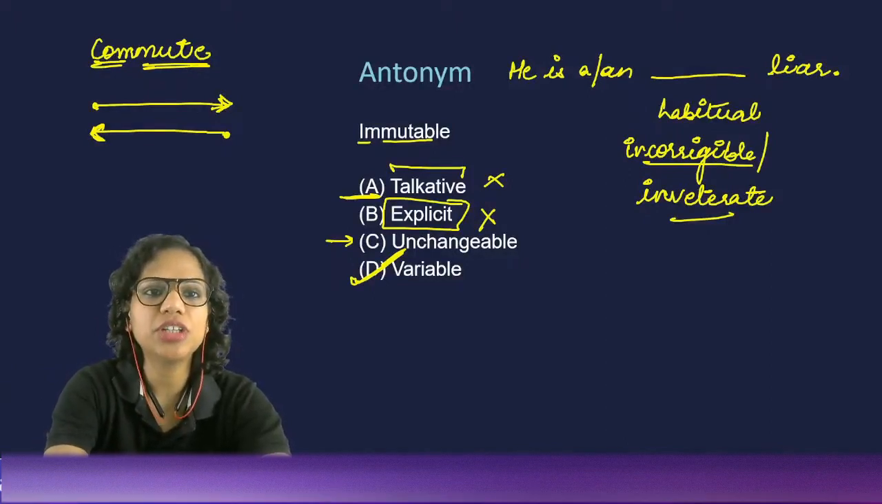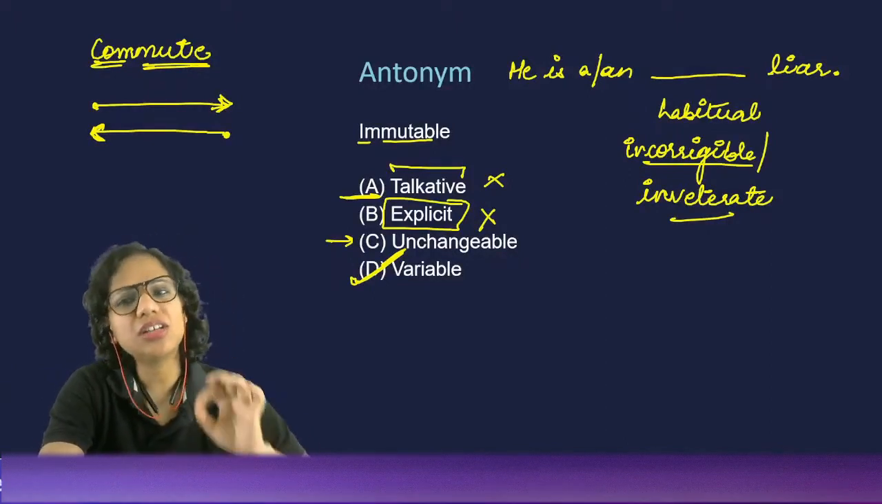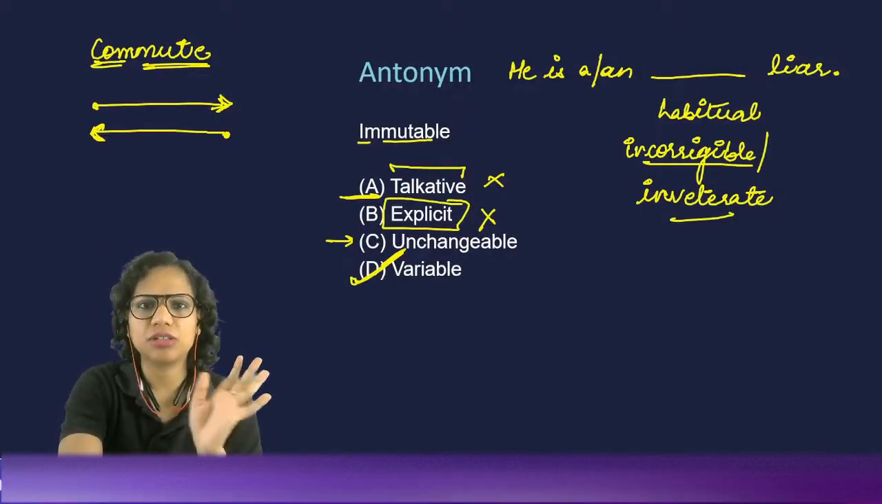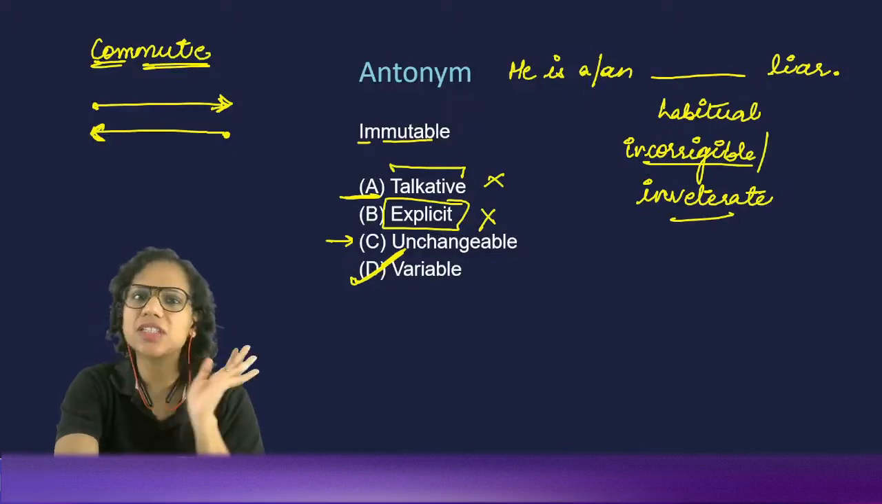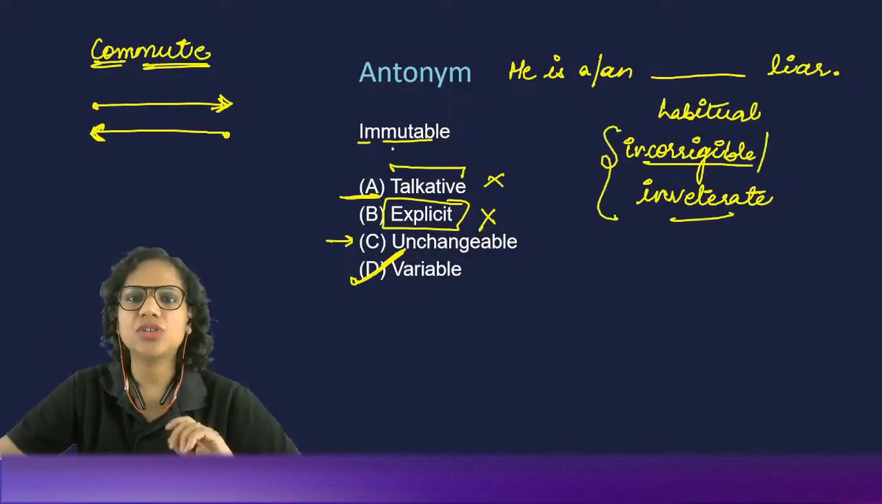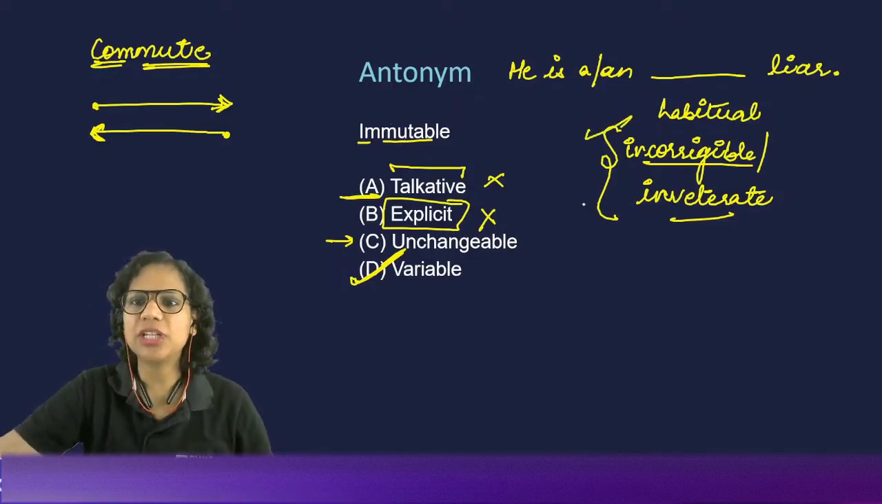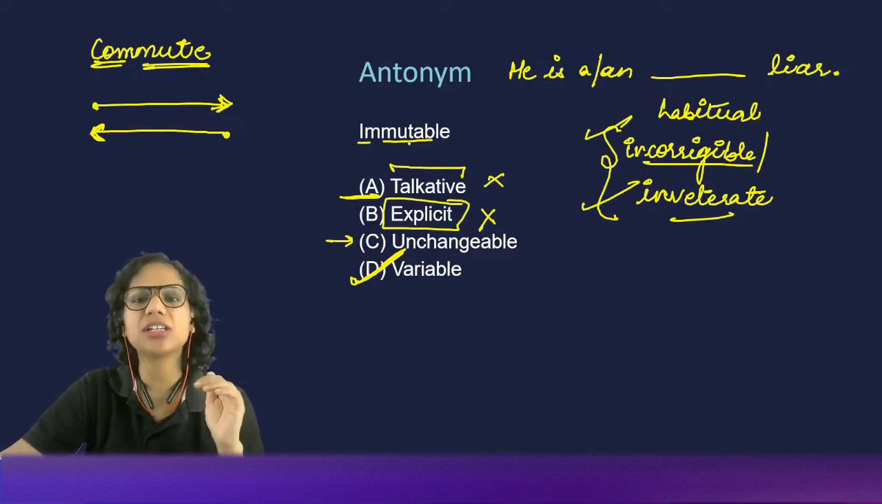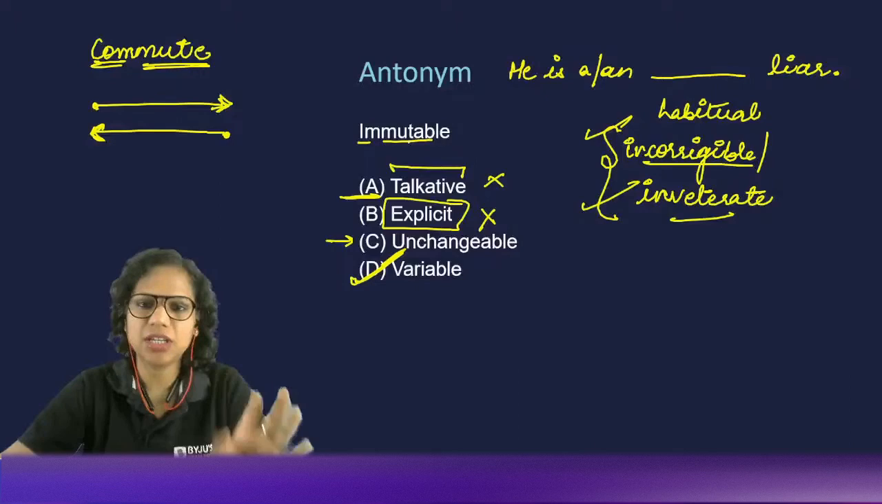So if I call someone an incorrigible liar, that means you know that this person is going to lie and you cannot reform this person. Inveterate is a synonym, so both are acceptable here. So we learned the words incorrigible and inveterate for habits that cannot be changed, immutable simply for anything that cannot be changed. It doesn't necessarily have to relate to habits.